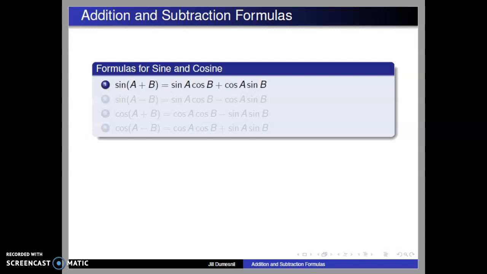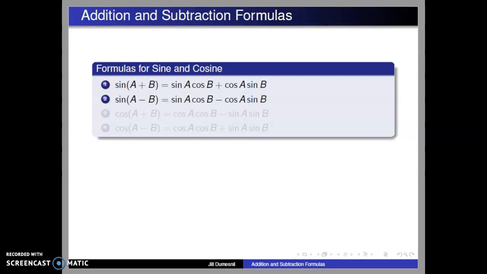First, we have that sine of a plus b equals sine of a times cosine of b plus cosine of a times sine of b. I like to think of this formula in terms of what it means. The sine of a sum is the sine of the first times the cosine of the second plus the cosine of the first times the sine of the second.